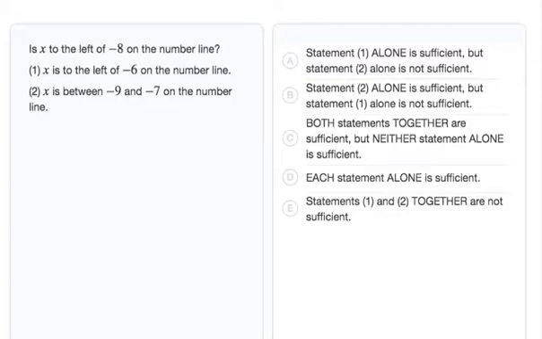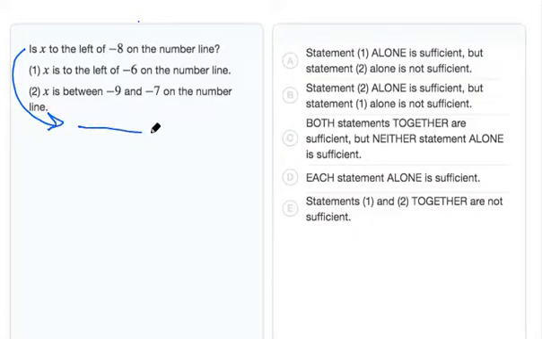To solve this data sufficiency question, we'll consider each statement separately first and then together if needed. Before diving into the statements separately, let's interpret what the question is giving us. We're asked, is x to the left of -8 on the number line? So let's get a visual of a number line so we can tell visually what's going on and what exactly we're asked.